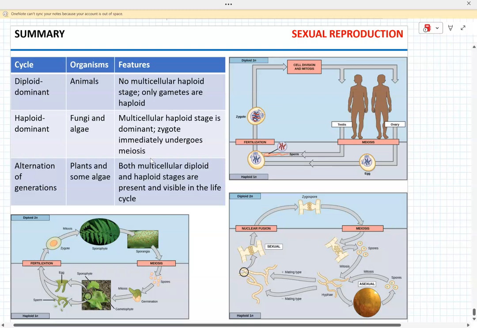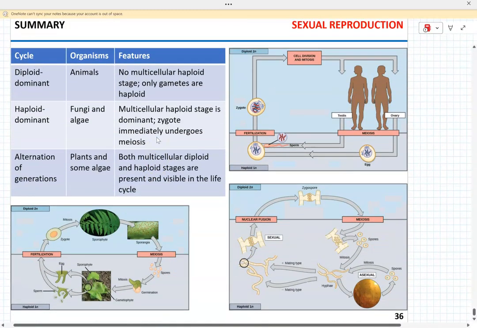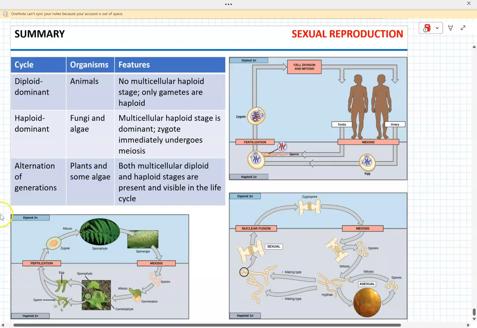So this page simply summarizes 3 different strategies of sexual reproduction that you must know. Next time, we're going to talk about genetics.